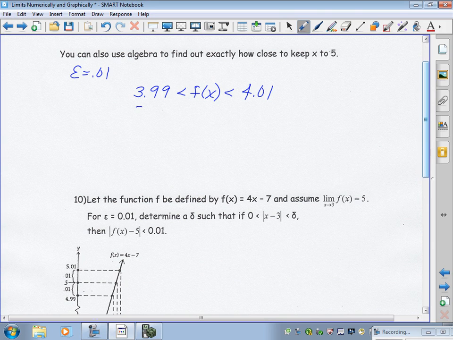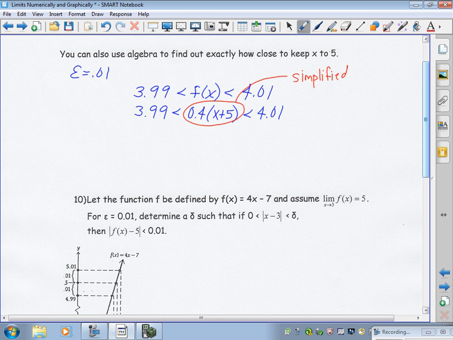Okay, now I'm going to put f of x in there. F of x was, and I'm going to use the simplified version. Here was what we had when we simplified it, after we get done factoring and canceling. And then let me go ahead and multiply that out. So 0.4x, I'm distributing this, plus 0.4 times 5 is 2.